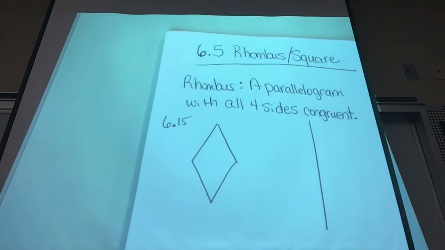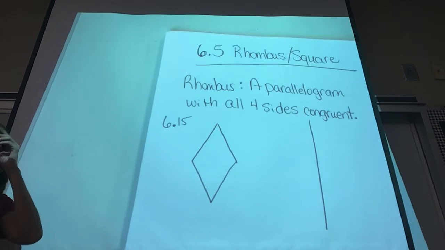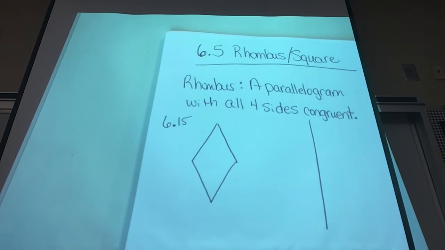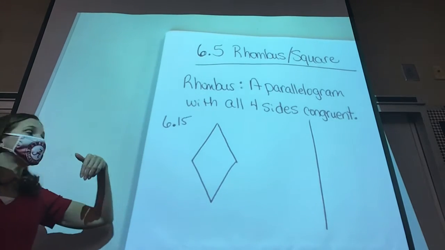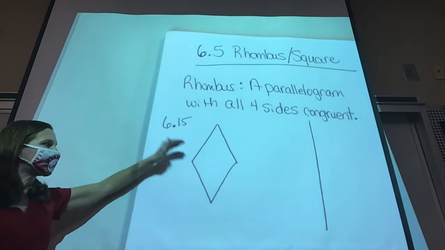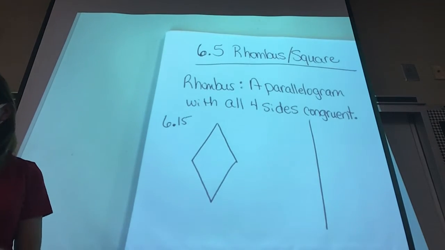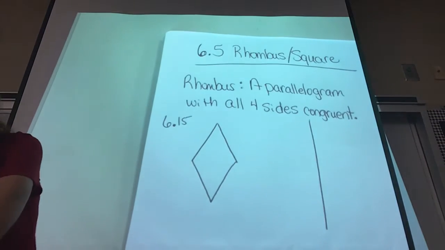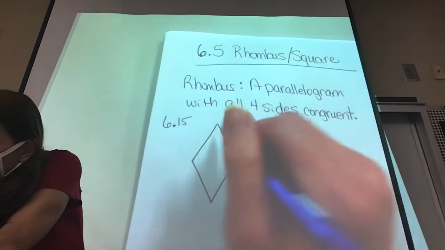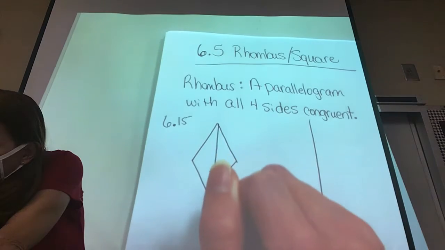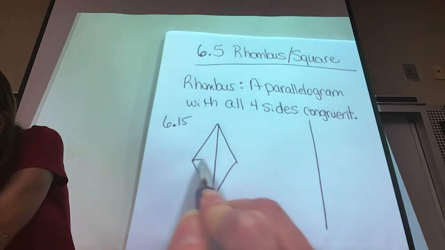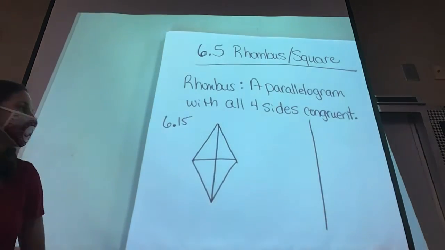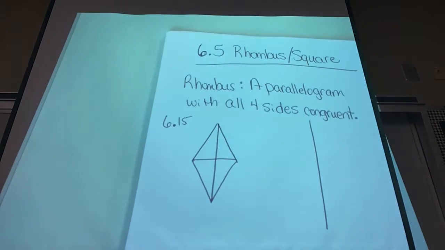So we know with a rhombus, it has all four sides congruent. Now we've got our picture. So what I want you to do is draw your diagonals. Go ahead, now that we've got our picture, draw your diagonals. Once you get your diagonals, it does look very much like a kite here.